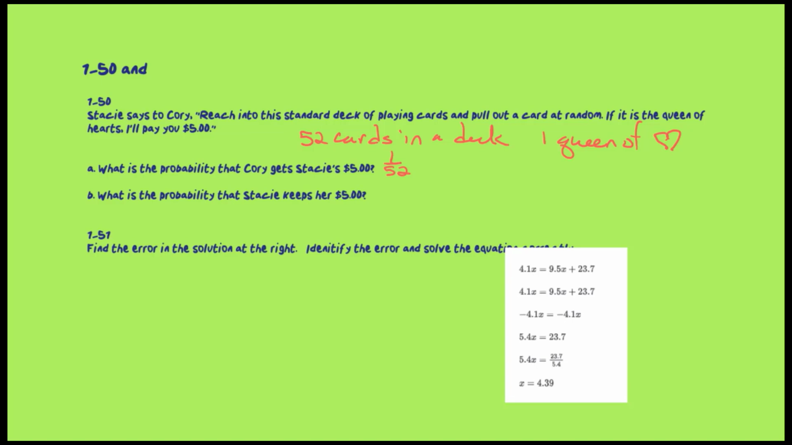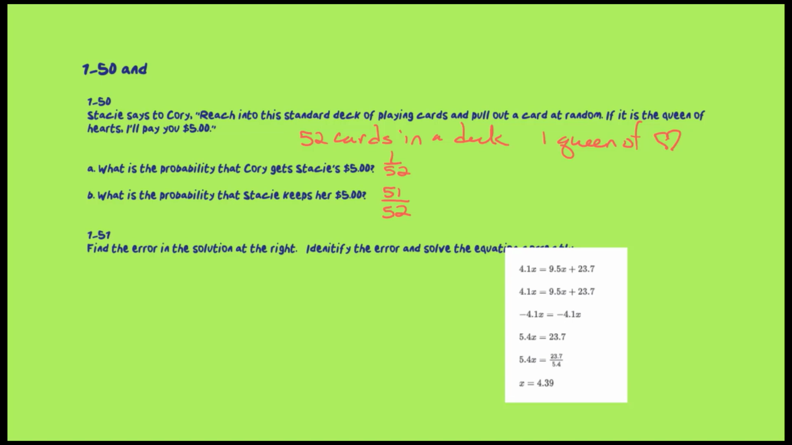that means, and I guess I shouldn't say it's easy, because if you're struggling with this, it's not easy to you. But if 1 out of 52 is the Queen of Hearts, what's left out of 52 when you take out 1? 51. So 51 out of 52 is what the odds are for her to keep her $5. Pretty much, unless he's pretty good at picking cards, Stacy's going to be keeping her money.